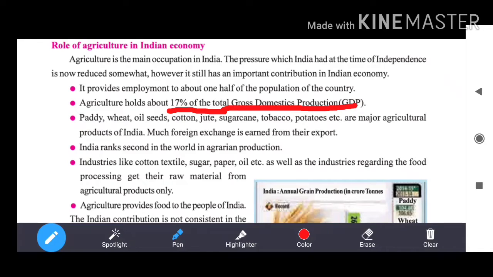Paddy, wheat, oilseeds, cotton, jute, sugarcane, tobacco, potatoes, etc. are major agricultural products of India. Much foreign exchange is earned from their export. So these crops they are talking about, paddy, wheat, oilseeds, cotton, jute, sugarcane, tobacco, potatoes, after exporting all of these, we are earning a good amount in return, because these are major crops of India.